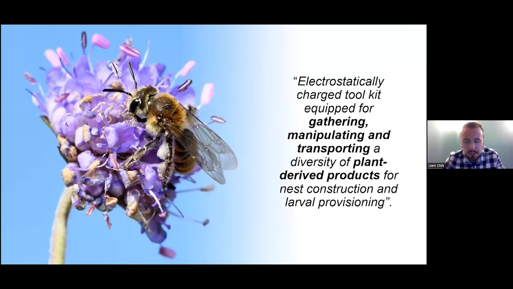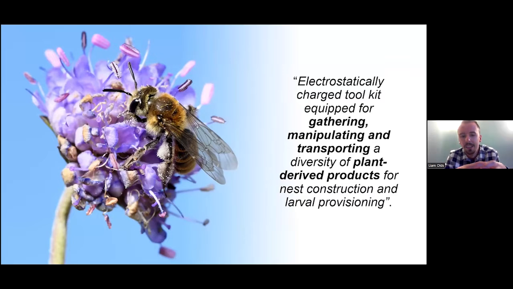If you want to define a bee, I think this quote summarizes what a bee essentially is. You could say it is an electrostatically charged toolkit that's equipped for gathering, manipulating, and transporting a diversity of different plant-derived products for nest construction and larval provisioning. So what that means is electrostatically charged.